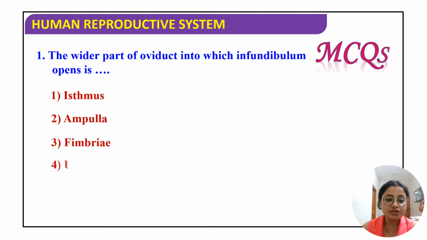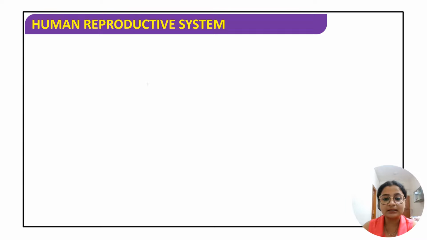Next, I would just like to share an important MCQ with you. The wider part of oviduct into which infundibulum opens is a very easy answer. The right option will be ampulla, because after the infundibulum, next comes the ampulla and after that comes the isthmus.